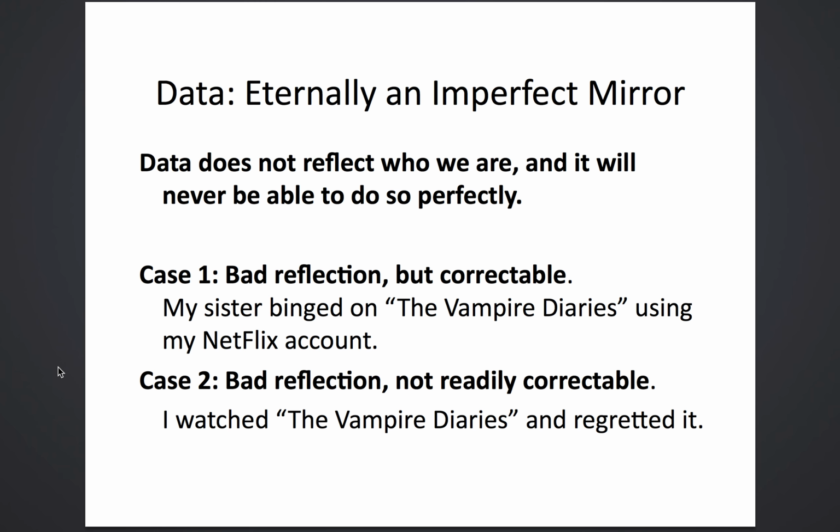Okay, so people are in agreement about that. And here's another case. While I watched the Vampire Diaries and regretted it afterwards, again, my data reflects some kind of attraction to the Vampire Diaries, and it's more difficult to correct. So perhaps the algorithm or the system needs to ask me, or balance that off with other behavior. Here again, I could be convinced that, well, maybe ultimately we'll take care of that problem. But these two cases do not allow us to assume that data will at some point develop to be a perfect reflection of who we are.